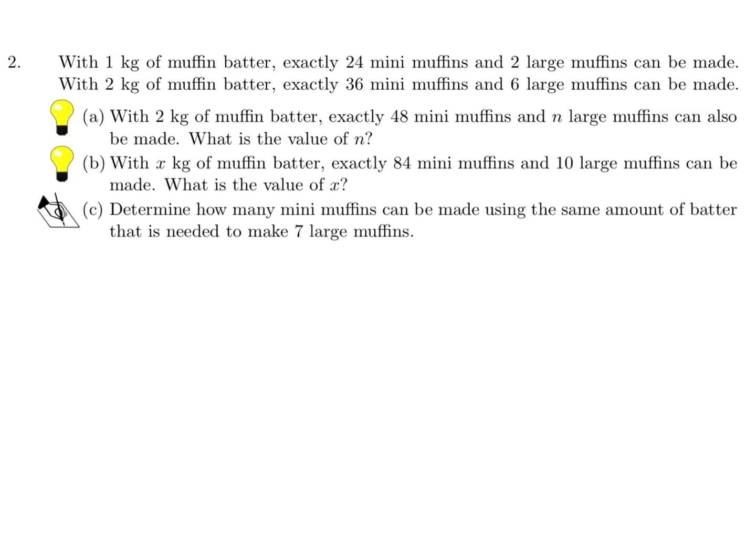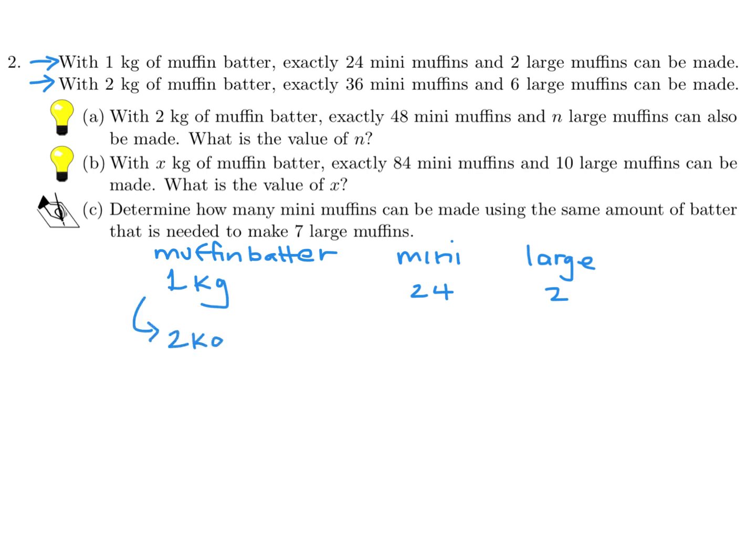Okay, so I guess we just have to do a comparison of these two pieces of information. So with 1 kg of muffin batter, we've got mini and large. This is 24 and this is 2. I think I can pretty easily figure this out, because if I double this, I get 2 kg, and this would double to 48, and this will double to 4, and that's pretty much what they're saying. So they're saying n large muffins, well, it's 4, and I think that's it, n equals 4.